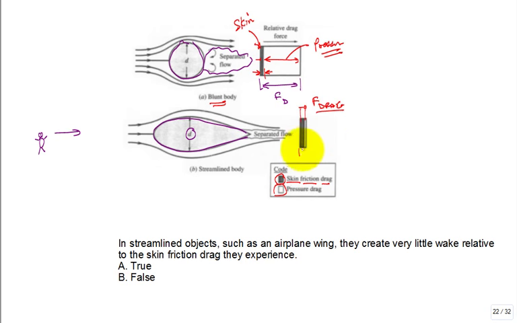And what about the viscous drag? Well, it probably went up a little. But what happened to the pressure drag? A lot. Because what's really, really small? The separation. Delay separation, help the flow navigate the contour on the backside of an object, small wake region, or eliminate the wake region if you could, and you have low drag. In streamlined objects such as airplane wings, they create very little wake relative to the skin friction drag they experienced. True or false?